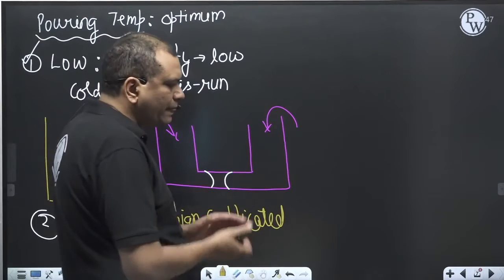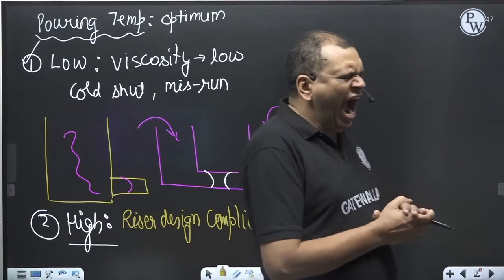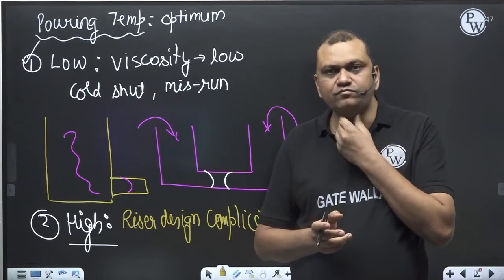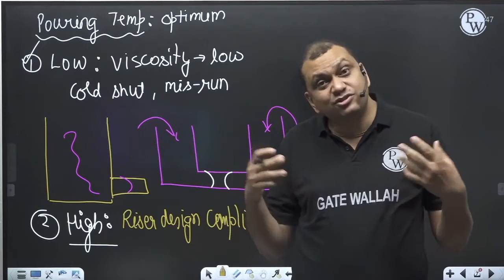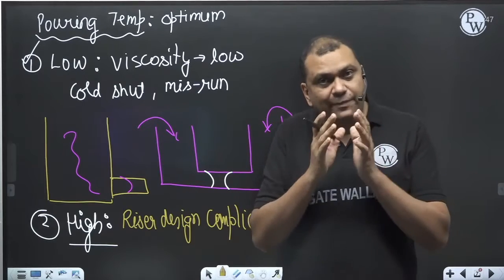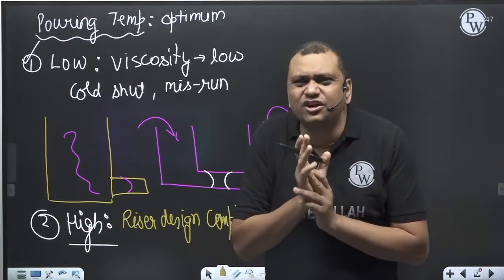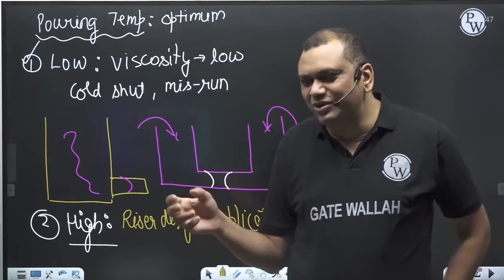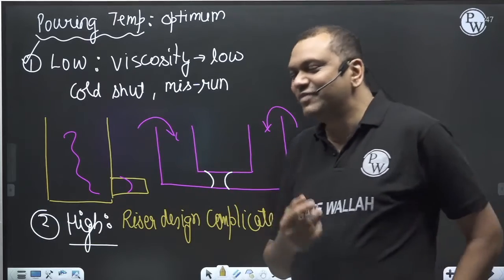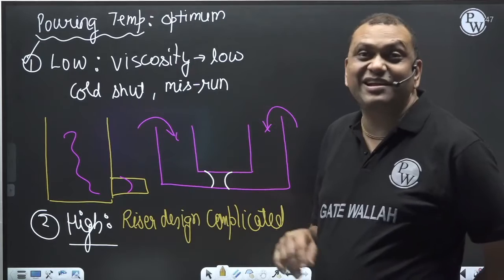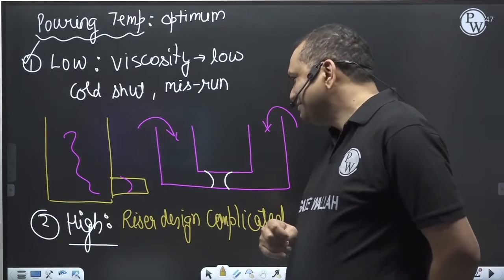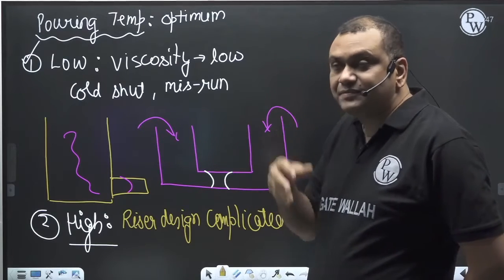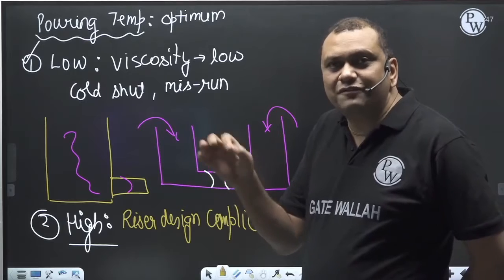You know why? When the pouring temperature is high, the first stage of shrinkage will also be very high. See, after 5 minutes, I am going to discuss riser design. Then you will come to know how complicated the riser design is. Okay? So riser design will become complicated because the first stage of shrinkage will be high.